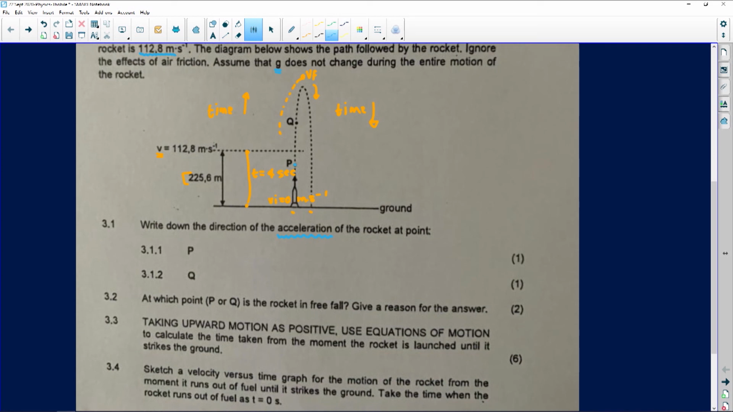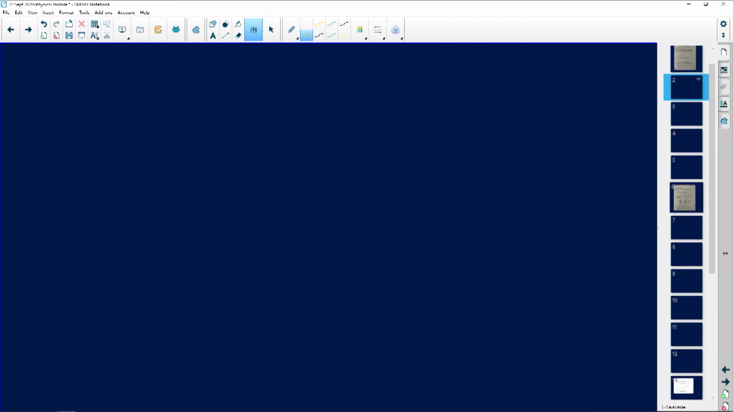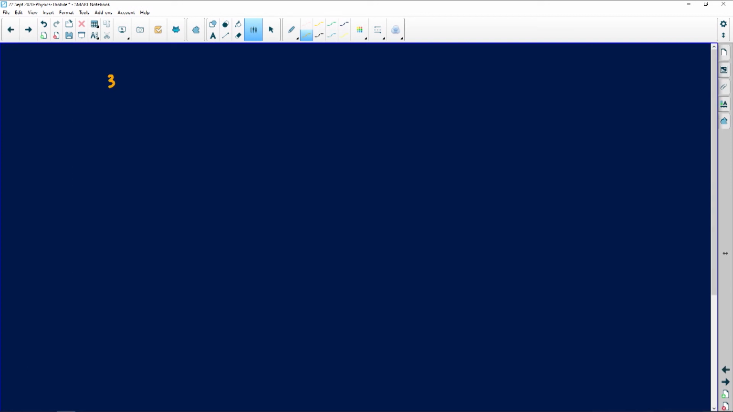Remember, if you look at Newton's second law, if a force is applied to an object in that direction, the object will accelerate in that direction. So for P, the acceleration is then upwards. The rocket is accelerating upwards. That was 3.1, but we're going to answer 3.1.1. The acceleration is upwards. The next one is 3.1.2.